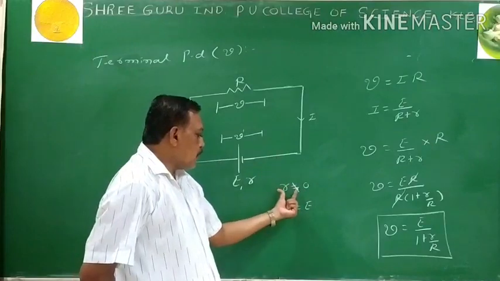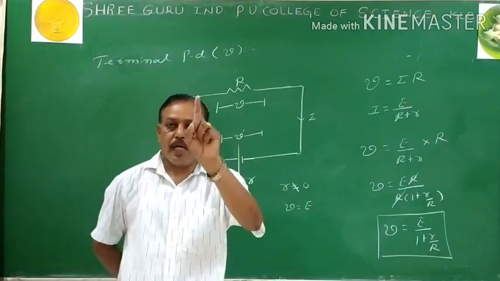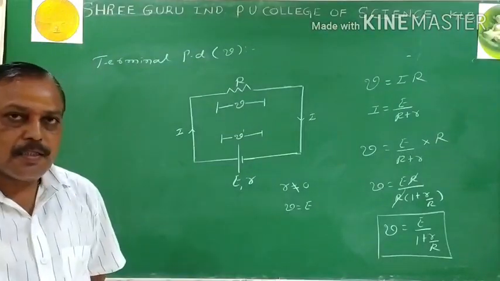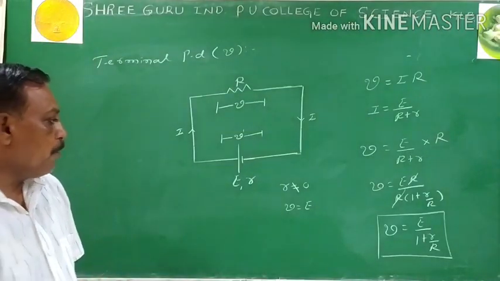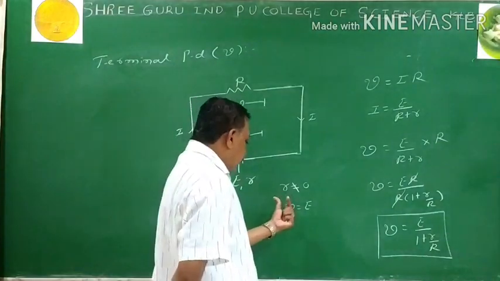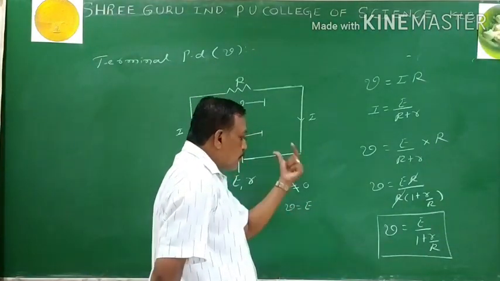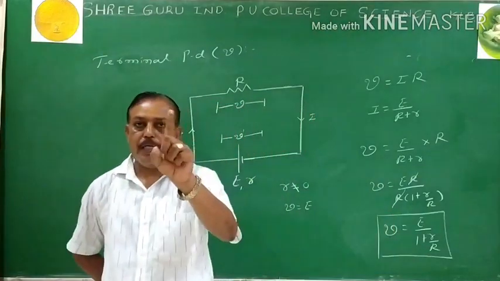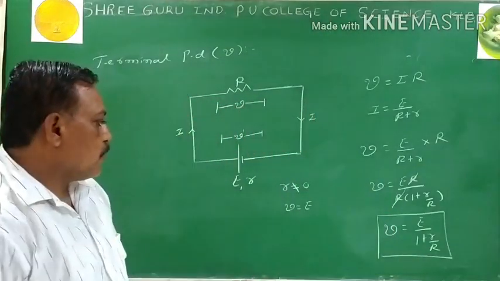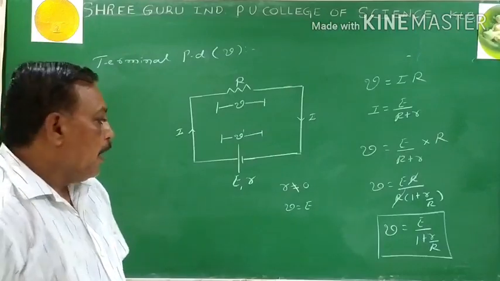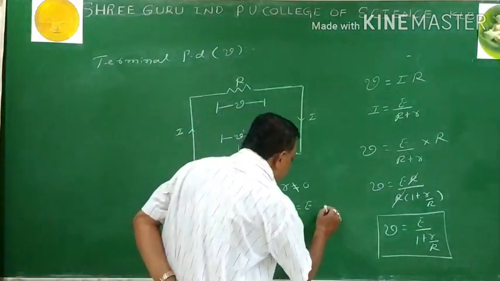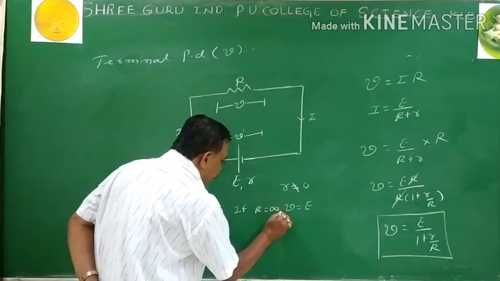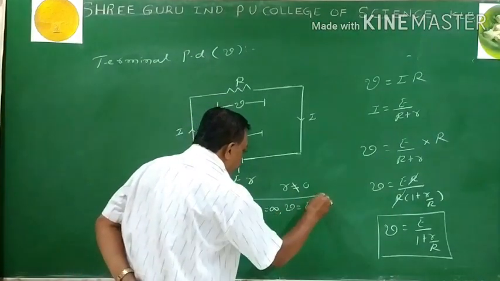If the internal resistance of the cell is 0, then such a cell is called an ideal cell. The ideal cell never exists. There must be a certain internal resistance for every cell. But I want to make V equal to E. What is the term to be substituted in the equation so that I can make V equal to E? Then what is the thing to be left here? Capital R. If capital R equals infinity, then V equals E.